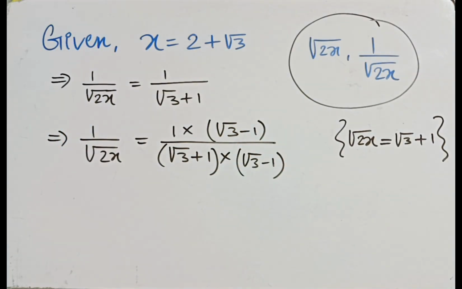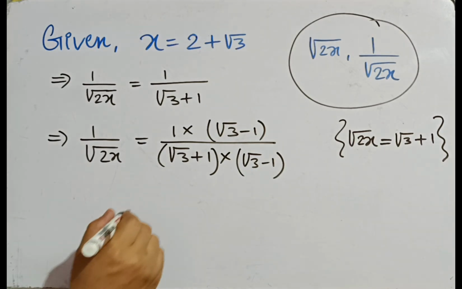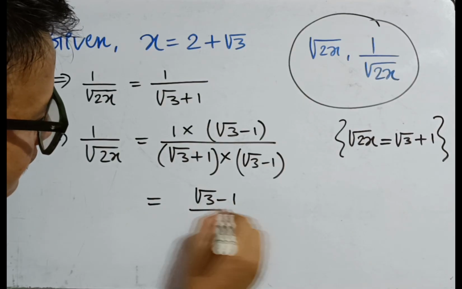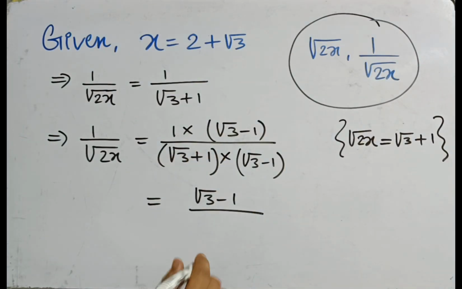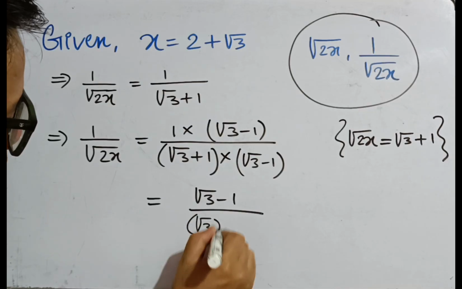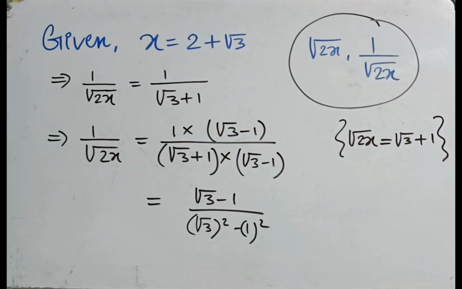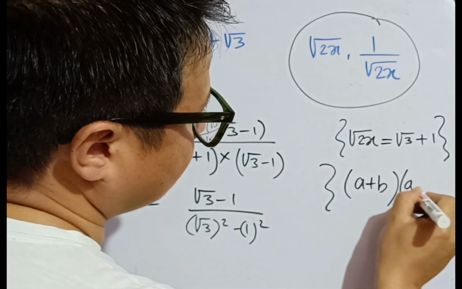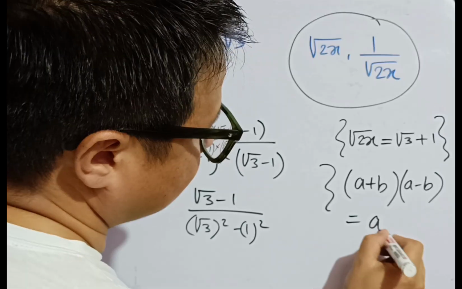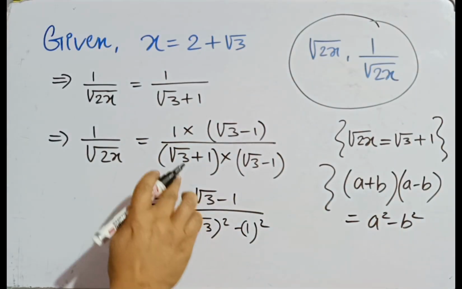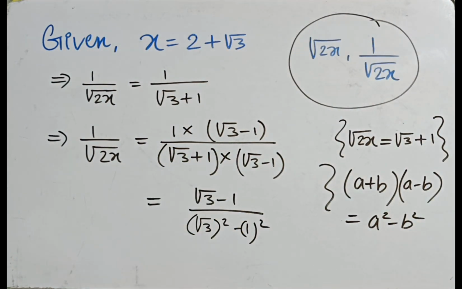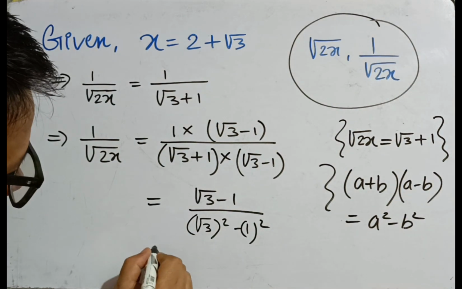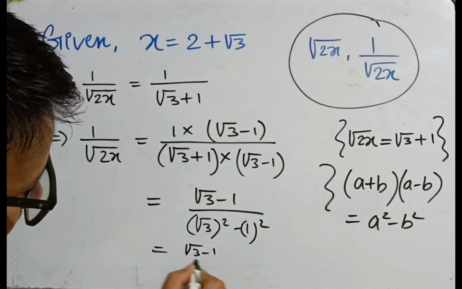And now in the next line, it becomes root 3 minus 1 into 1 is root 3 minus 1. And in the denominator, root 3 plus 1 into root 3 minus 1 is equal to root 3 square minus 1 square, because we know the product of a plus b and a minus b is equal to a square minus b square. So root 3 plus 1 into root 3 minus 1 is equal to root 3 square minus 1 square.